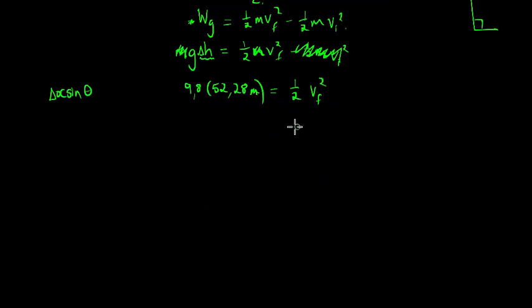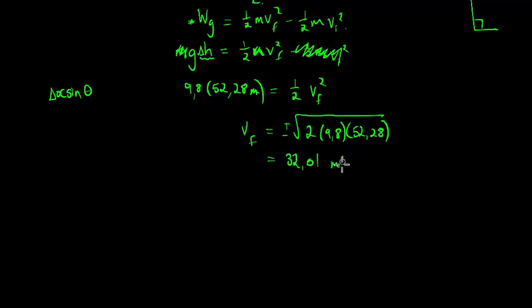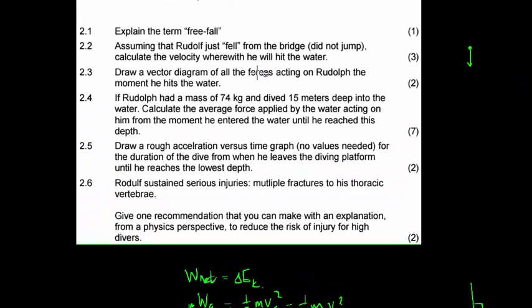And so I just multiply both sides by 2. So final velocity is the square root, because it's squared, plus minus really, of 2 times 9.8 times 52.28. What answer do you get, Bukani? It's 32.01 meters per second. Apparently I'm not allowed to write like that. So, meters per second. Cool? Yes. That's fair enough, okay?